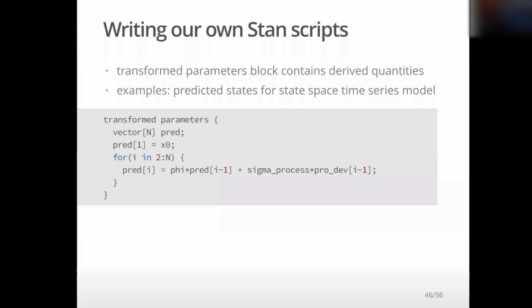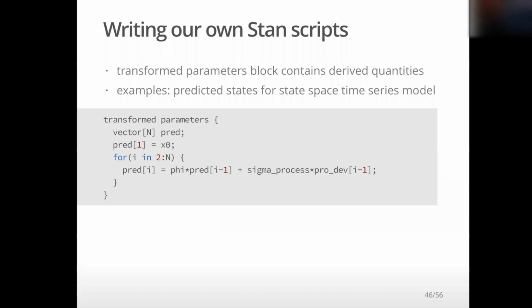Okay, so that's kind of what our parameters block looks like. Then we have an optional transform parameters block. These are derived things that are generated from the things that we are declaring to be parameters. And remember, the parameters are the things that we're going to have to put priors on. And so we don't need to put priors on things in this transform parameters block.